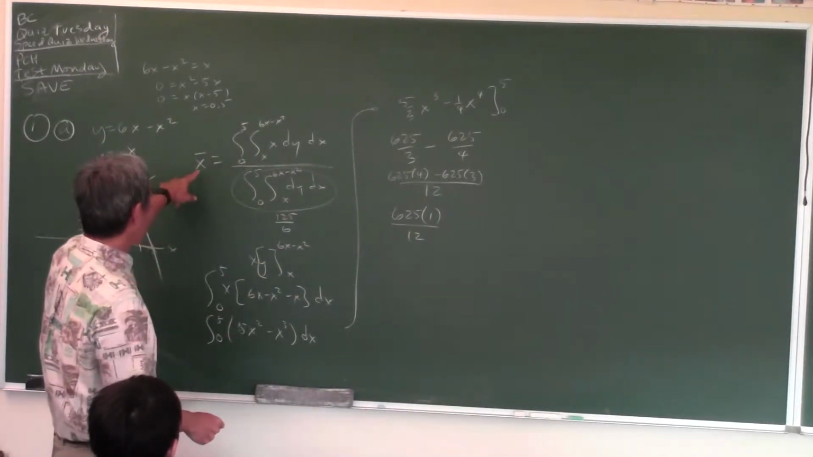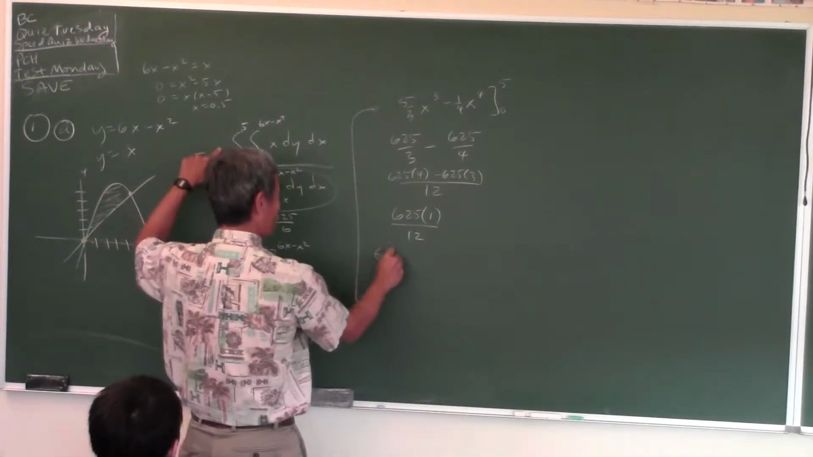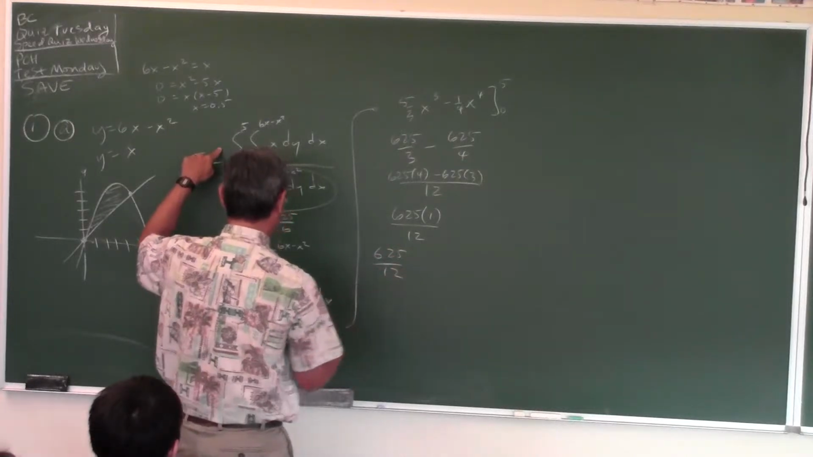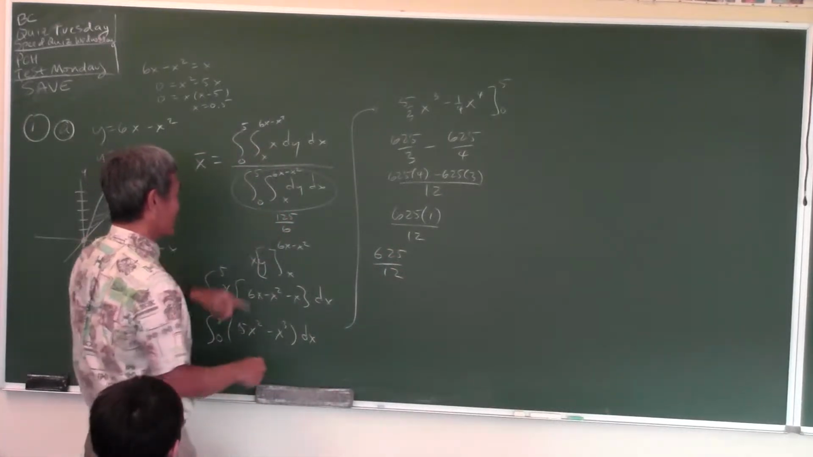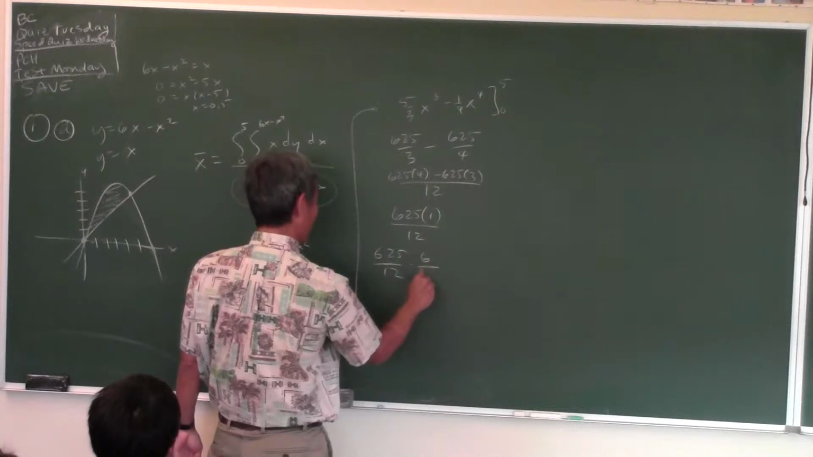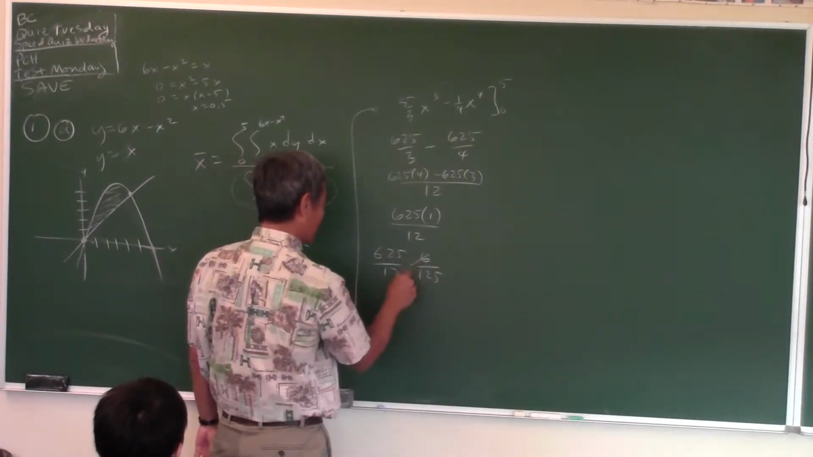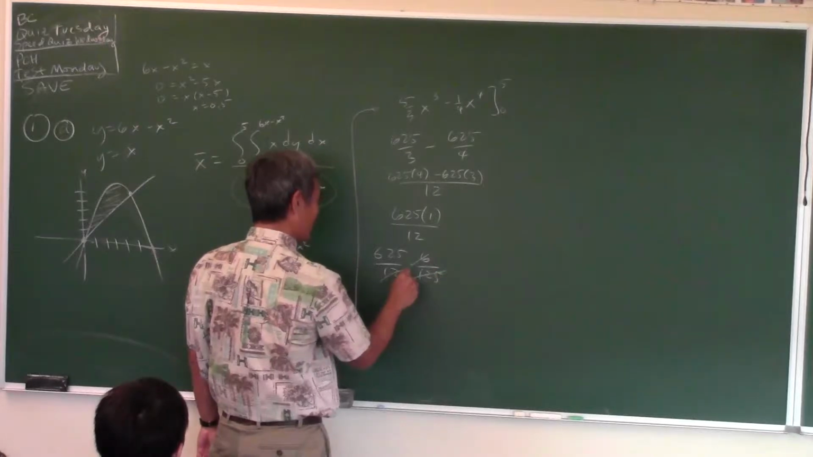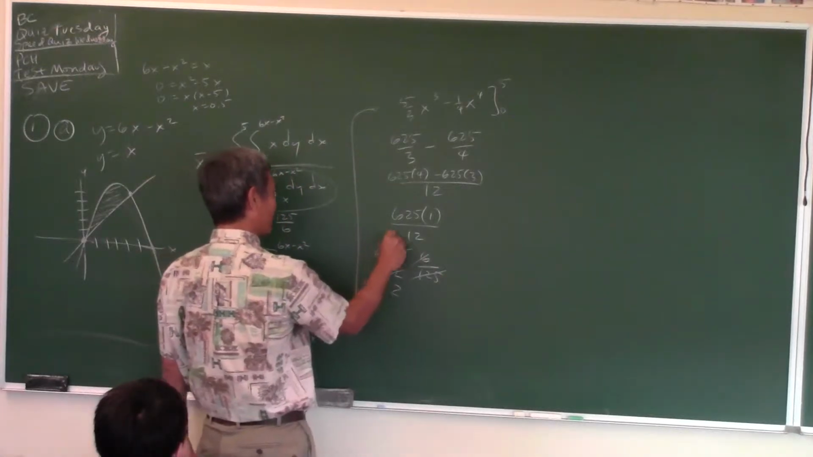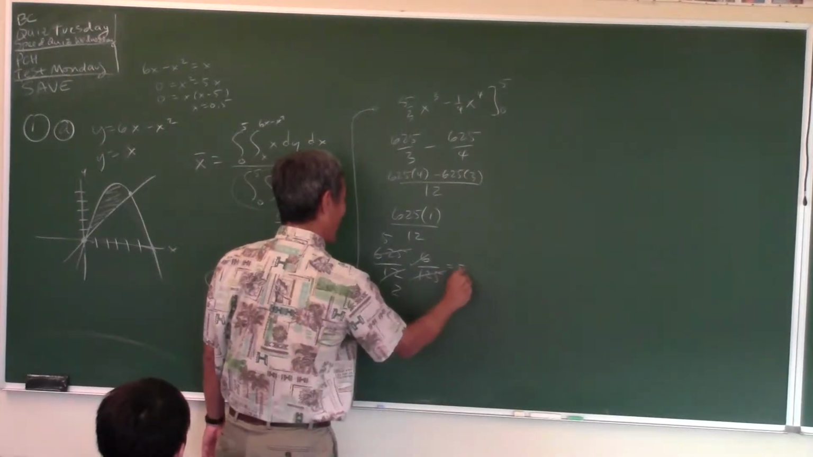So the x-coordinate of the centroid is going to be 625 over 12 divided by 125/6. Now that's like multiplying by the reciprocal. And let the canceling begin. 6 goes into 12 2 times. 125 goes into 625 5 times. You get 5 halves.